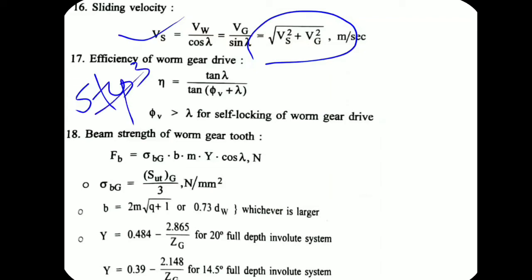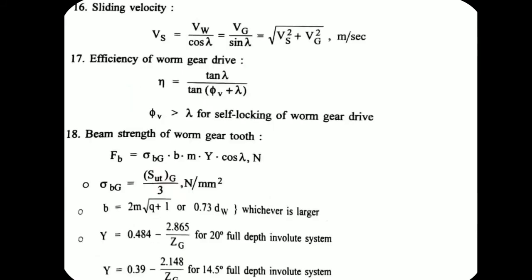Step number 3, if they have asked for efficiency, we know the equation. Efficiency is tan of lambda divided by tan of phi_v plus tan of lambda. So here it is very important: tan of phi_v, and here tan of phi will be like this, it is not in a bracket. So please remember this, and it will come and you will understand by practice only. Clear? This will be the efficiency. Now if the friction angle is more, it is always self locking, I told you.